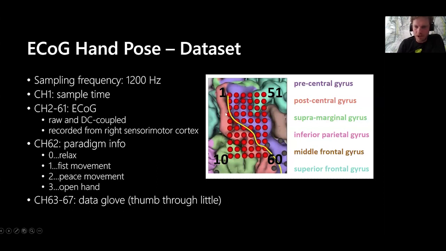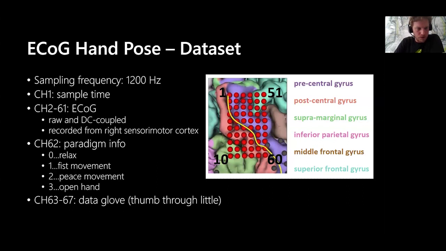Here is the location of those electrodes. You get 60 channels from a high density ECoG grid, which was implanted on the sensory motor cortex. So it nicely covers the sensory area and also the motor area.